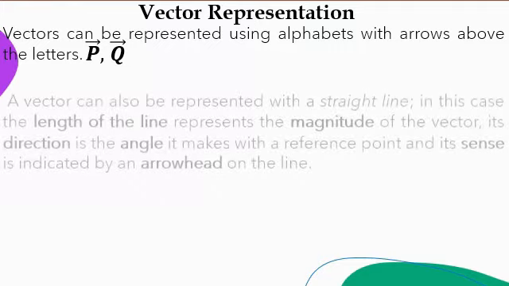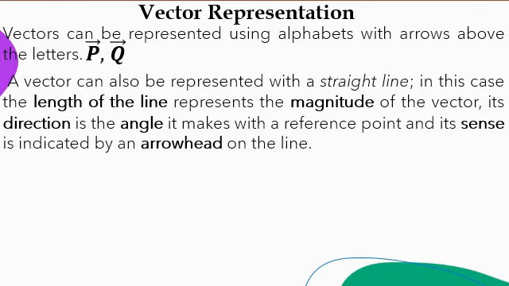Also, a vector can be represented with a straight line. Like we said, vectors are quantities with magnitude and direction, so any representation we give to a vector must capture the idea of its magnitude and its direction. When using a straight line to represent a vector, the length of the line will represent the magnitude. Then the direction of the vector will be given by the angle that line makes with a reference point. And then the sense of the vector will be given by an arrowhead on the line.